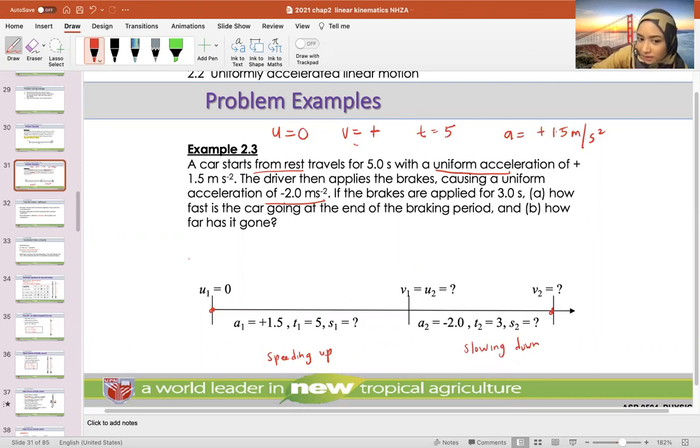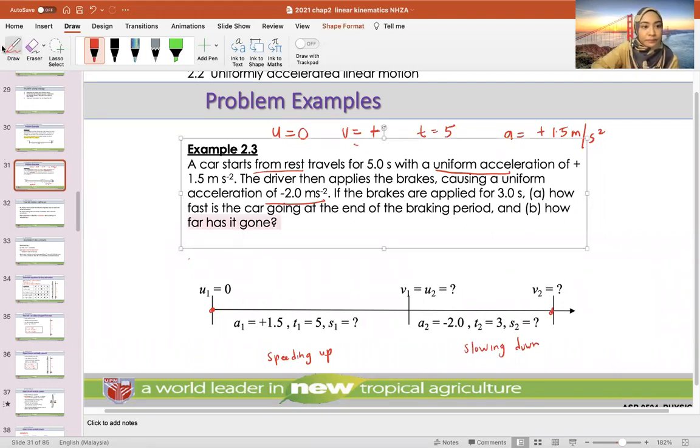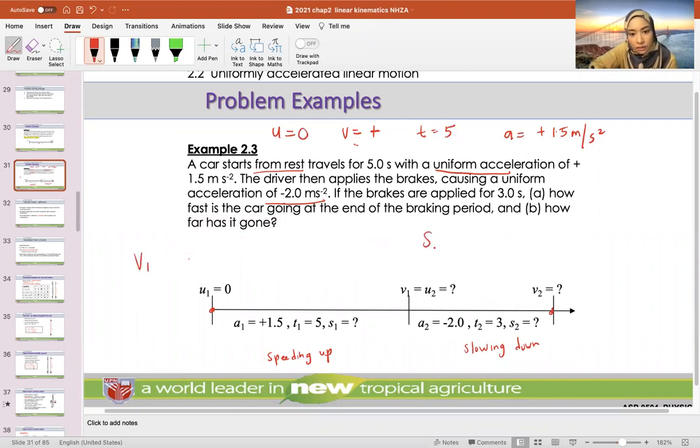Apa dia? Velocity. Velocity V1 ke V2? V1. Okay, some of you are saying V1. Another is saying S. S1 ke S2? S1. Okay, so kita cari V1 and also kita cari S1. Okay, if I wanted to find V1, what equation should I use?